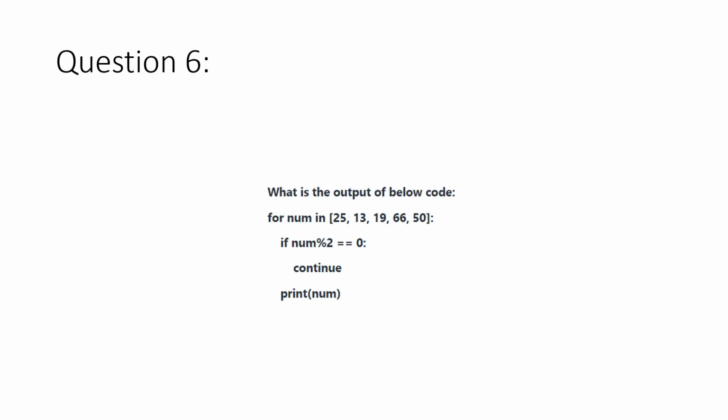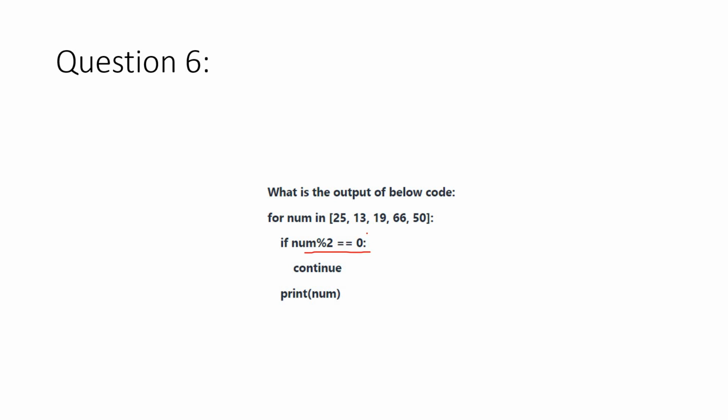One more question, with this we will complete this session. What is the output of the below code? for num in 25, 13, 19, 66, 50: if num mod 2 equal to 0, continue, print num, okay. So what will happen? num will basically start taking these values.